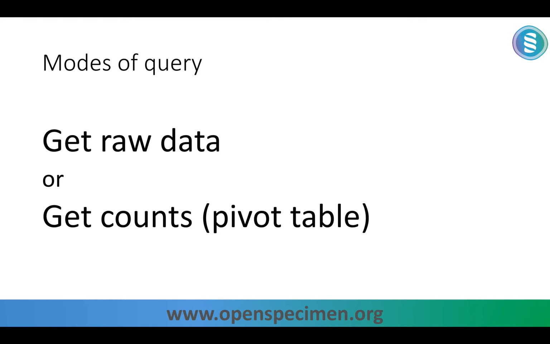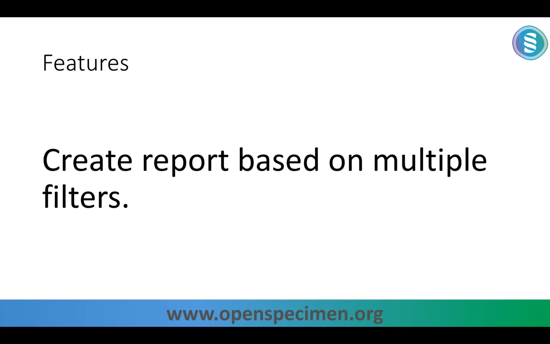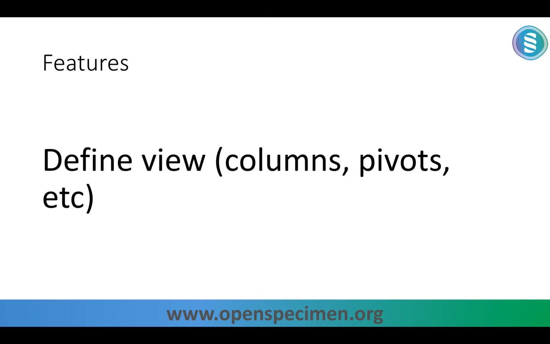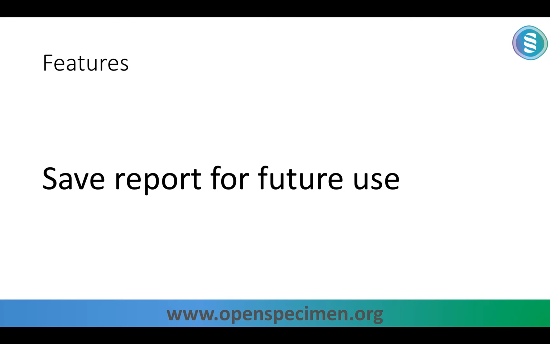You can get the data out in the form of raw data or counts. You can create pivot tables, something like what you can create in Excel. You can create the report by applying multiple filters on any fields in the application so that you can look for specimens of interest. In the results view, you can define what columns you want to see. This is completely configurable through the interface, so you can pick and choose any column from specimen, participants, or any custom forms.